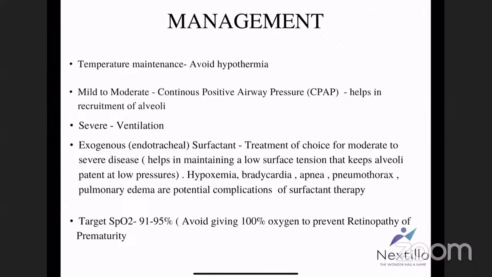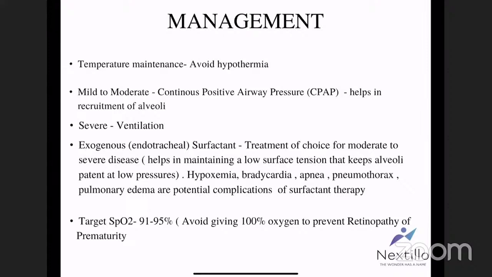So the target SpO2, this is also an important MCQ that is asked. What should be the target SpO2 in treating HMD, hyaline membrane disease? It should be around 91 to 95%. So this was about the management. We have to avoid hypothermia. In mild to moderate disease, CPAP is given. In the severe disease, or if there is impending respiratory failure, the baby should be ventilated. And the treatment of choice for moderate to severe disease is exogenous or endotracheal surfactant administration, which helps in decreasing the surface tension and keeps alveoli patent at low pressures.